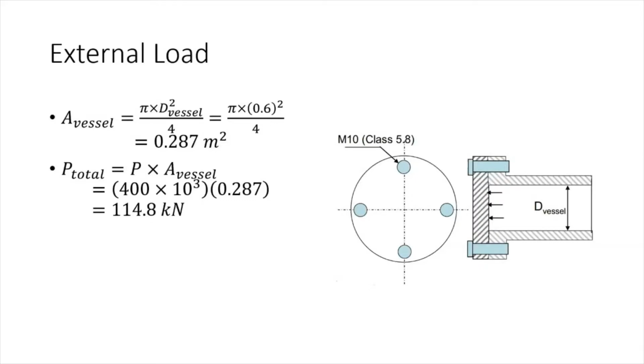We calculate the area to be 0.287 square meters. Returning to our total force created formula, we calculate the total force to be 114.8 kilonewtons. As we have 4 bolts, the force applied to each bolt is equal to a quarter of the total force, which is 28.7 kilonewtons.